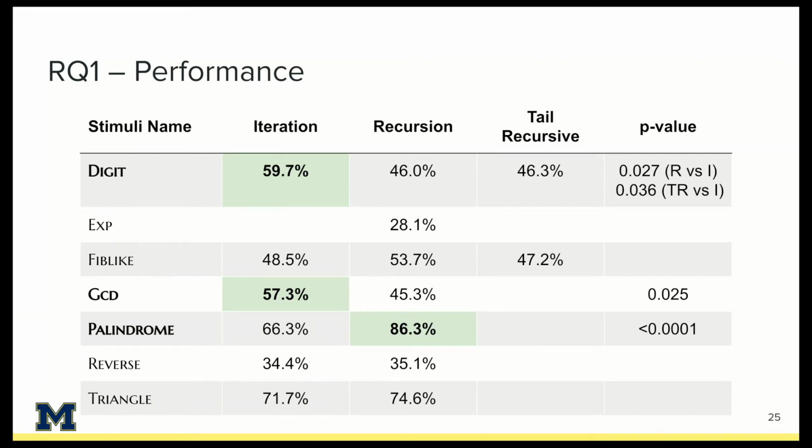For digit and GCD, students performed significantly better on the iterative framing, while for palindrome, students performed significantly better on the recursive version. For digit, the performance on the iterative framing was better than the performance on both the recursive and tail recursive framings. We observed no significant differences for fib-like, reverse, or triangle. Now that we have covered our overall results, let's look a little more closely at the problems with significant differences.